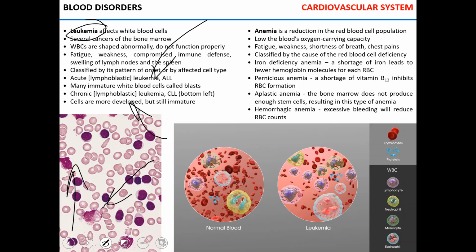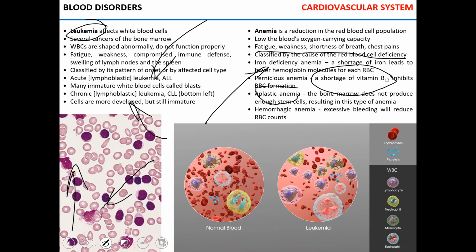Another condition is anemia, when you don't have enough red blood cells. So patients with anemia will experience things like weakness, shortness of breath, and fatigue. Anemia can stem from iron deficiency, when there's not enough dietary iron. Anemia can stem from the shortage of vitamin B12, which is important for fast dividing cells. This is called pernicious anemia. And anemia can stem from problems with the bone marrow. When bone marrow cannot produce enough red blood cells, it's called aplastic anemia.